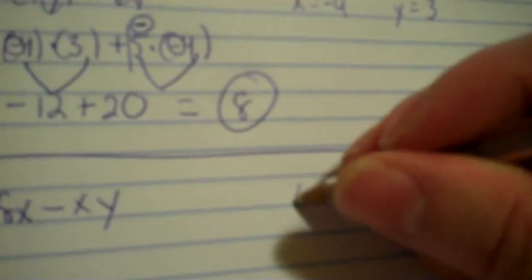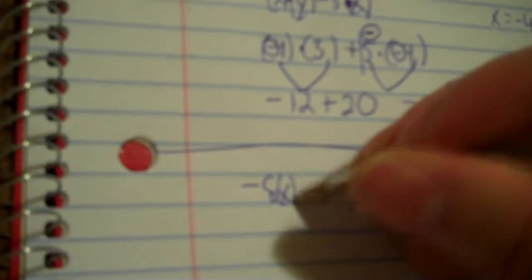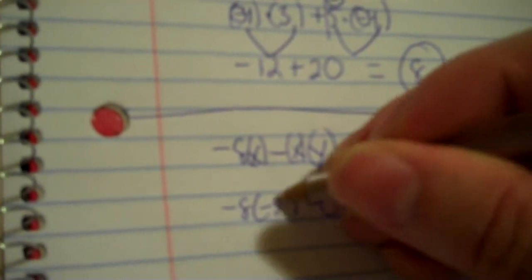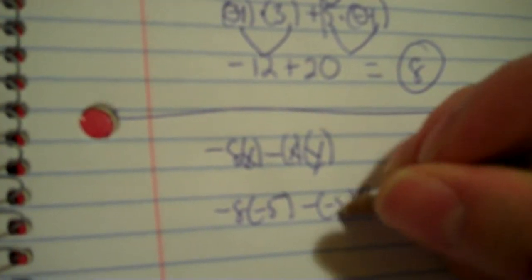Okay, next problem. -8x minus xy. X equals -5, y equals 3. Okay, so put your parentheses. Now empty the parentheses. And x, -5. X, -5. Y is 3. Okay, so what's a negative and what's a minus here? That's a negative. That's a negative to the 5.